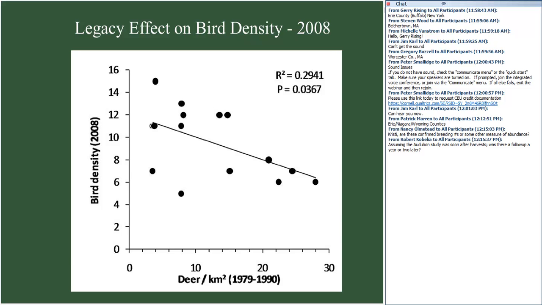And you can see that bird density in 2008 continued to be lower, like 20 years later, basically after the deer were removed. 20 years later, there was still a legacy effect on the bird density that was found in those areas. So when we have deer impacts on a forest, those impacts can be very long-lasting and can leave a legacy of lower diversity for many years into the future.